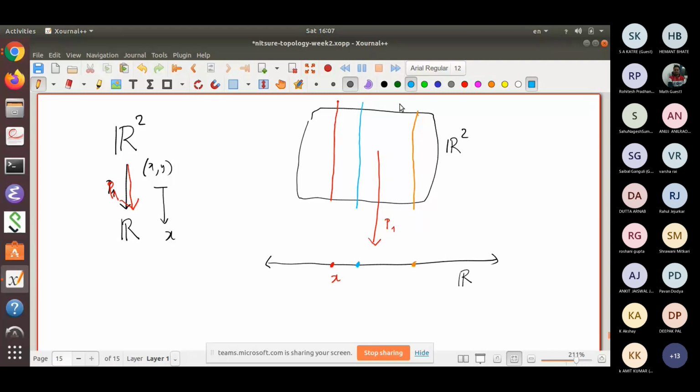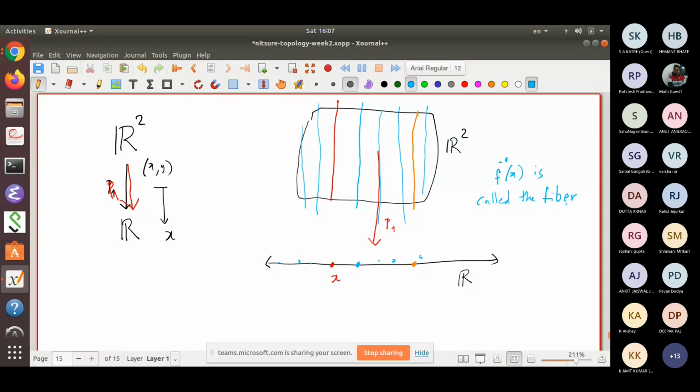So you see the points which lie above start looking like these threads. They are these threads going down. And each of these threads is going down to a point here, point here, point here. So these are called the fibers.